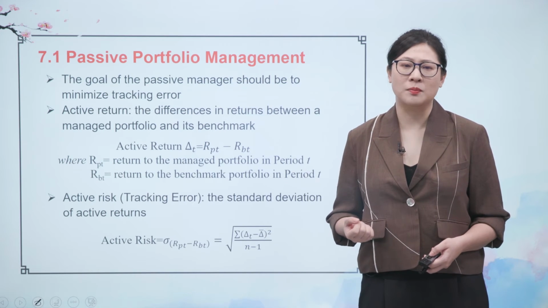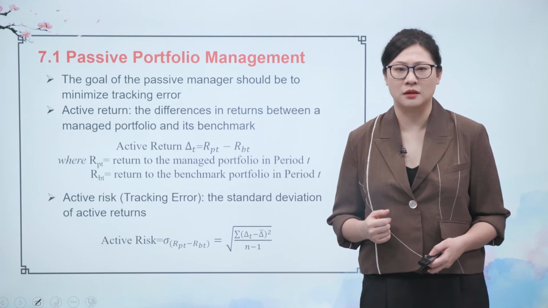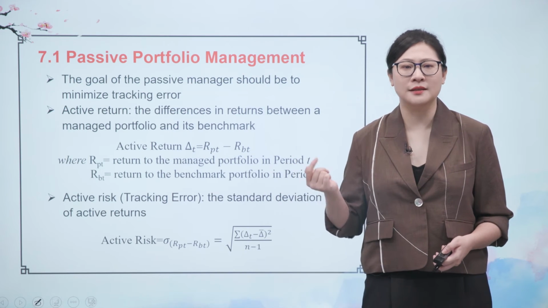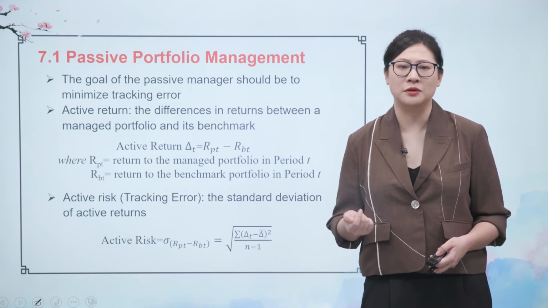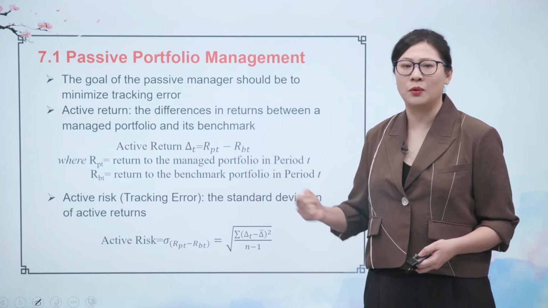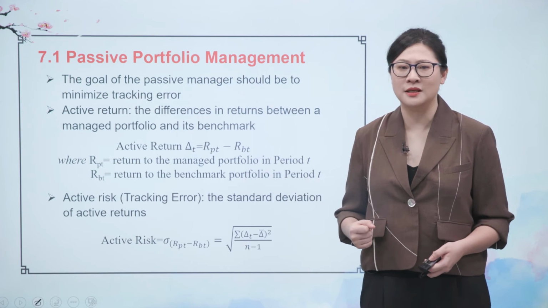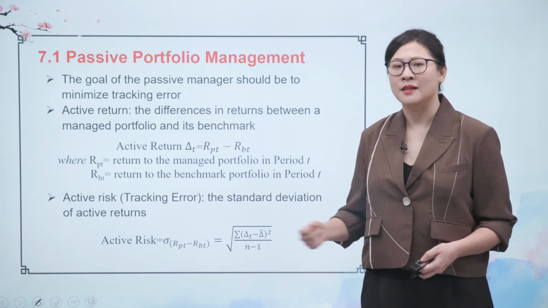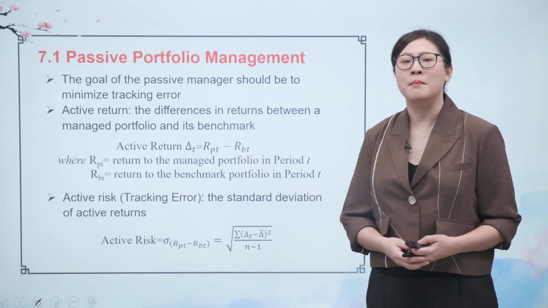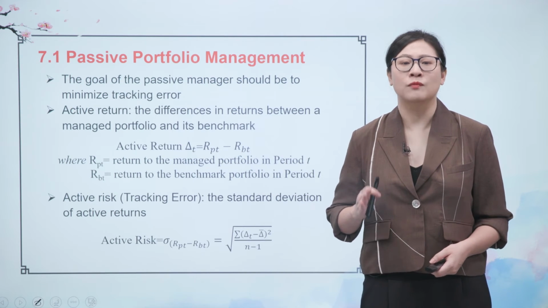For the tracking error, before the tracking error, we need to talk about the active return. The active return is the difference in return between a managed portfolio and its benchmark. So in this equation, delta T should equal RPT minus RBT. That's the portfolio return minus your benchmark return. So that's your active return.